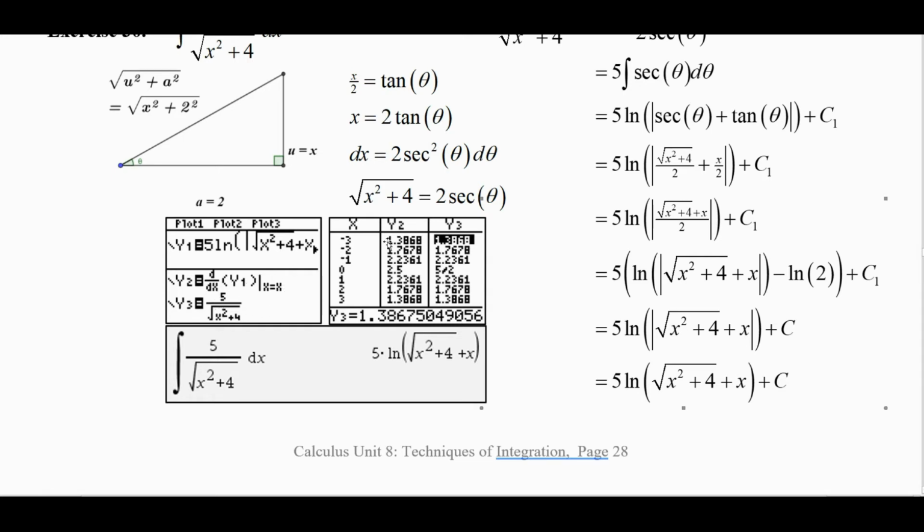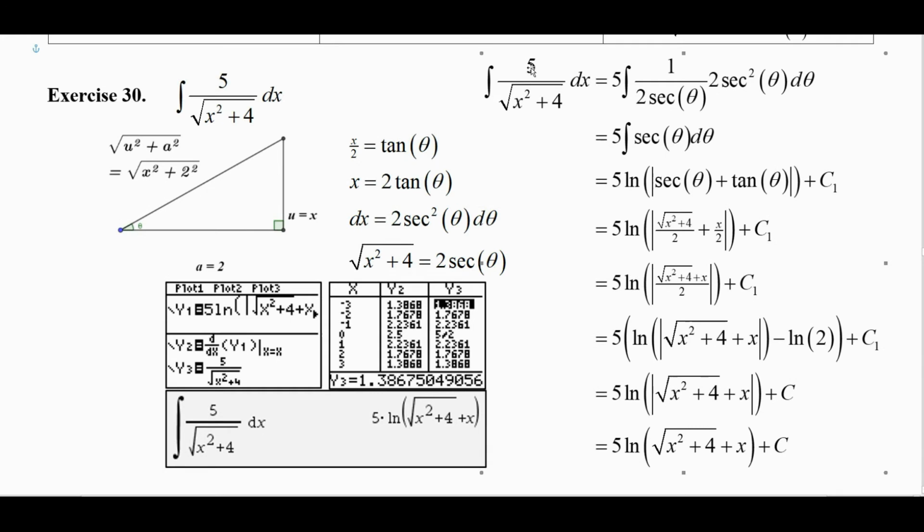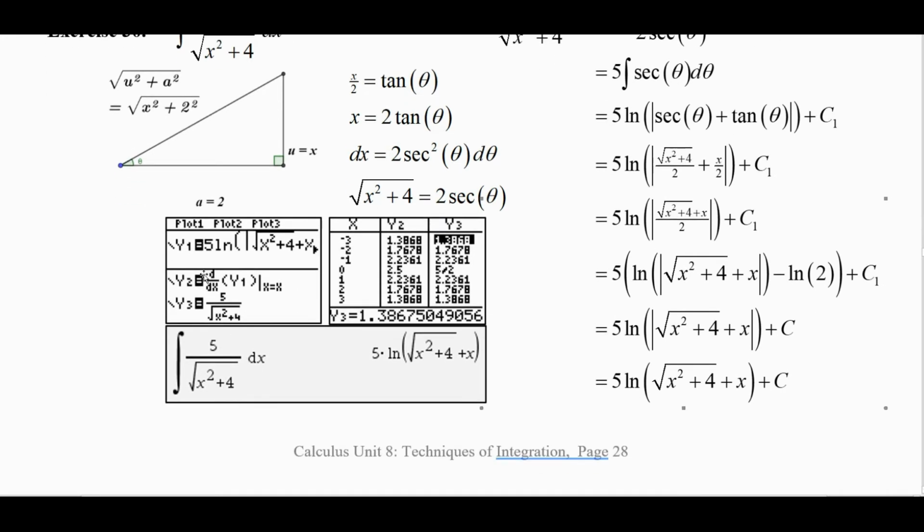And then y3 is the original integrand, 5 over the square root of x squared plus 4. If this is done correctly, the tables for y2 and y3 should match, or at least approximately match. And we see that they do match, in fact. So that is, in fact, a correct answer, and it checks out. All right, let's try another one.